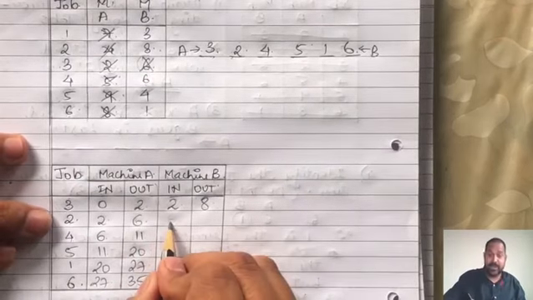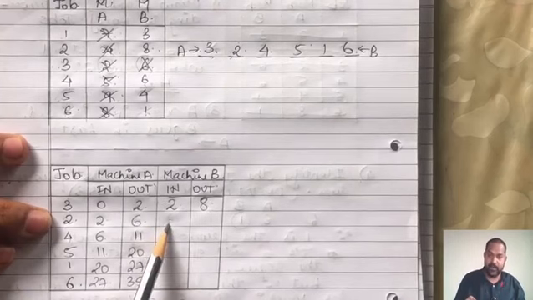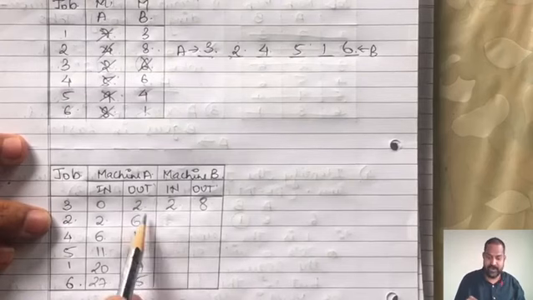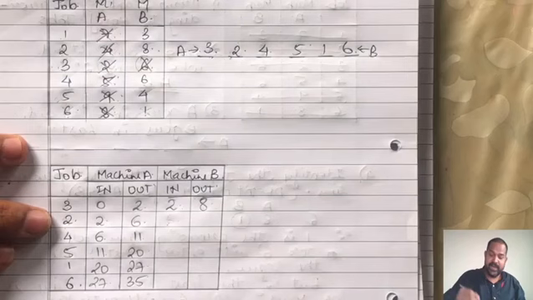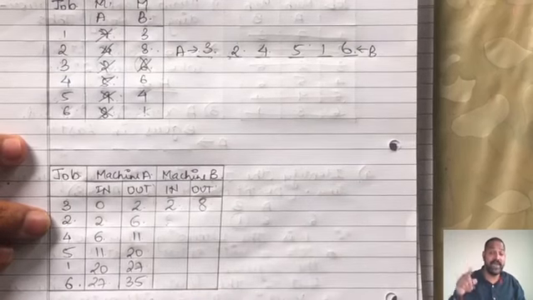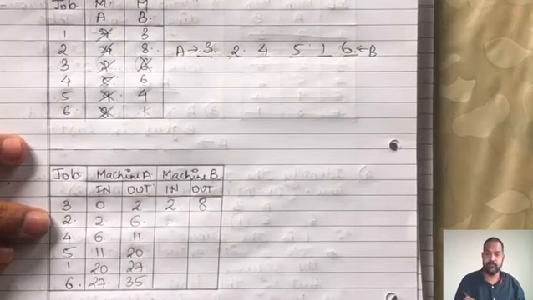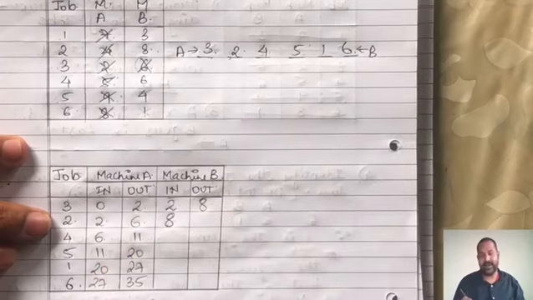When will B pick up the next job? Now it's very important to check two things. Number one, B will pick up the next job when A is done. When is A done? At 6 hours. But you also have to check, is B free at that point? No. B is going to be free at 8. Is that correct? Which means that B will pick up the job at 8 and not at 6.